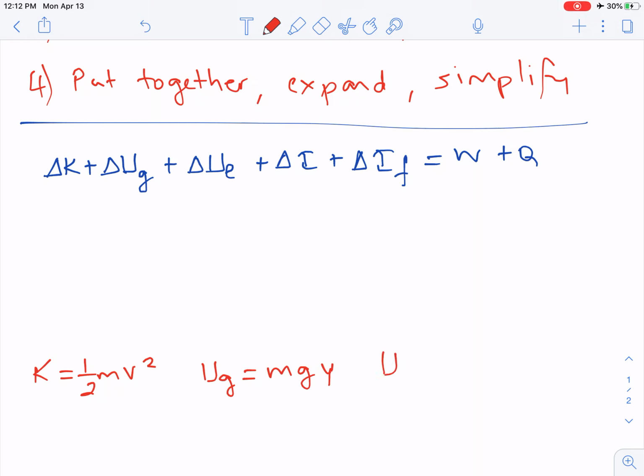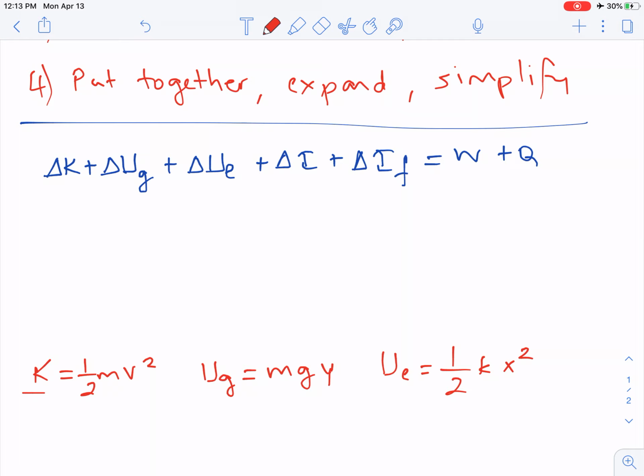U_E is the elastic potential, and it has the form of 1/2 kx squared. This little k is the spring constant. This capital K over here is the kinetic energy. They're not the same thing. Please be aware of what they are. Check the concepts in the book if you are confused with those. And if we have a spring-like object, we might have elastic potential energy if the spring is compressed or stretched, and there might be a change in that energy that shows up in the equation.